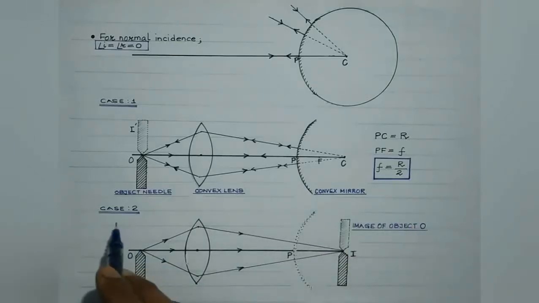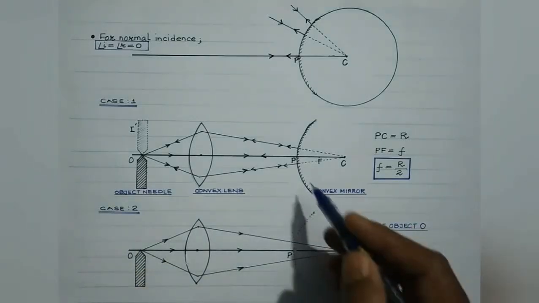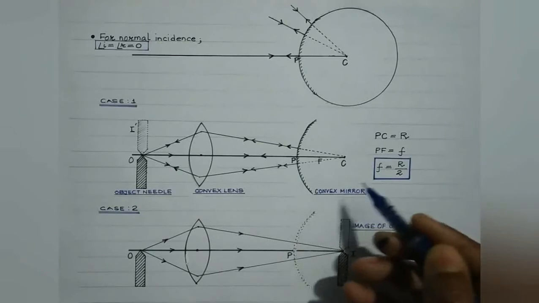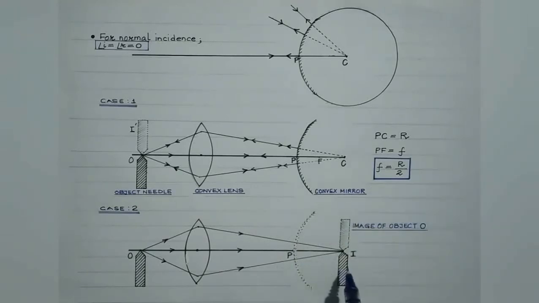And in the second case, students, the convex mirror is removed and instead an image needle is placed over here, right? So now the parallax is removed between the object and the image needle, right? So in that case, the position of the image can be determined.